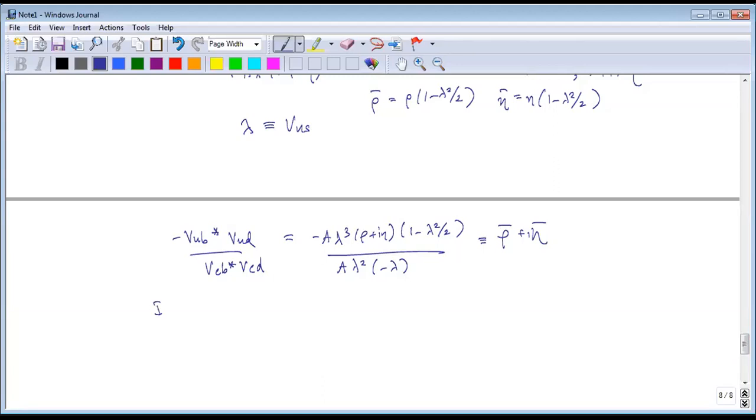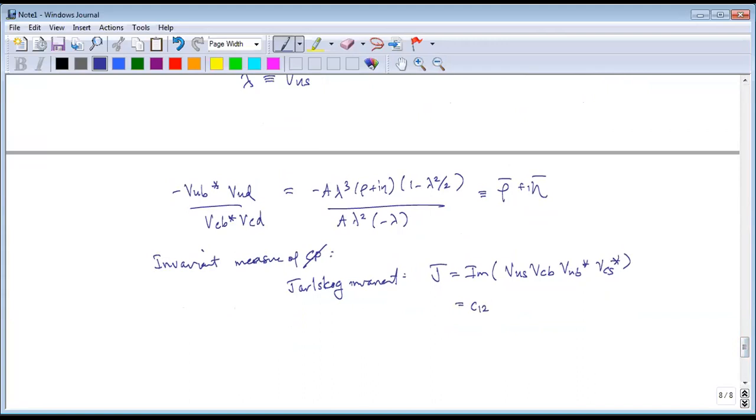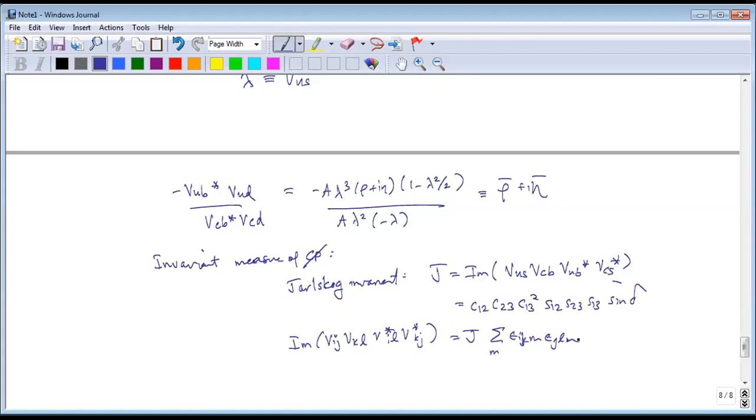So what we really want to understand is the invariant measure of CP violation, and that's given by the Jarlskog invariant. J is equal to the imaginary part of V_us V_cb V_ub star V_cs star, which equals cos θ12, cos θ23, cos² θ13, sin θ12, sin θ23, sin θ13, sin δ. Now notice I've written it in terms of those particular quantities, but you can write generally the imaginary part of V_ij V_kl V*_il V*_kj, and that's equal to the Jarlskog invariant times some contraction of epsilon tensors, ikm, jlm, like so.